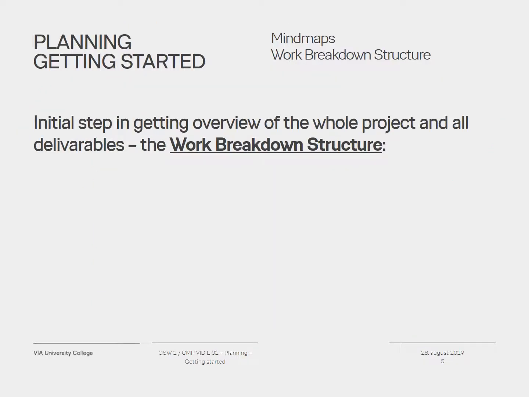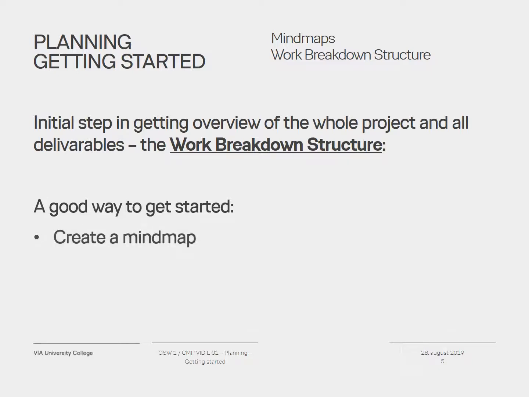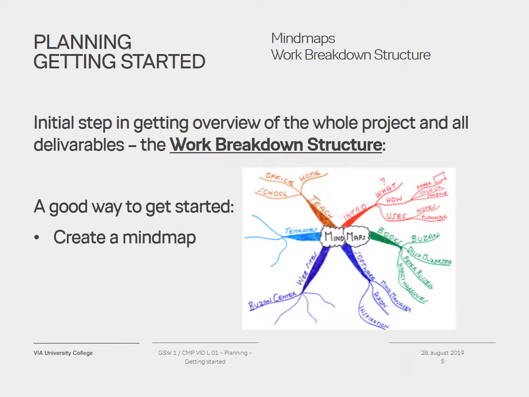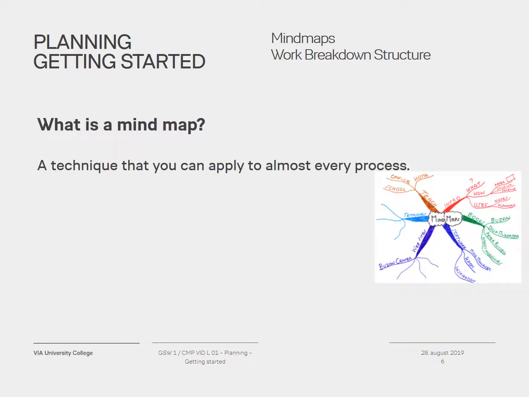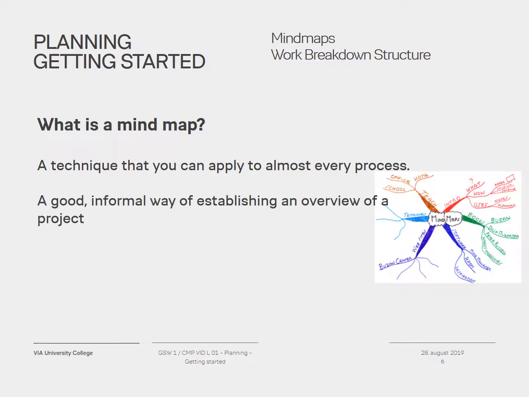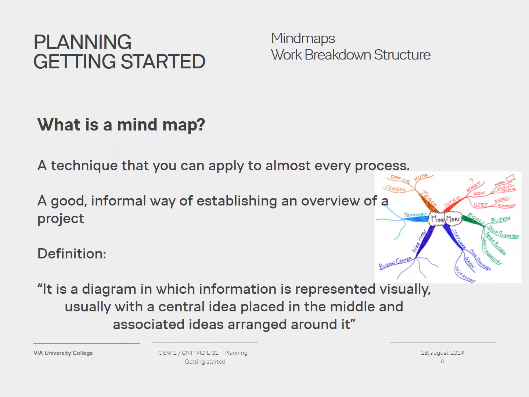The work breakdown structure is very important. A good way to get started with a work breakdown structure is an informal method called a mind map. A mind map could be any sort of small sketch, as you see here. It's a very useful technique that you can apply to almost every process, an informal way of establishing an overview of a project. The definition is a diagram in which information is represented visually, usually with a central idea placed in the middle and associated ideas arranged around it.